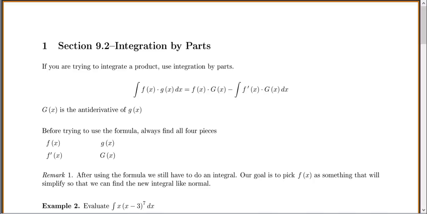In this section, we're going to talk about integration by parts. So if we're trying to integrate something that has a product, by product we mean some function times another function, we can use this formula, the integration by parts formula.